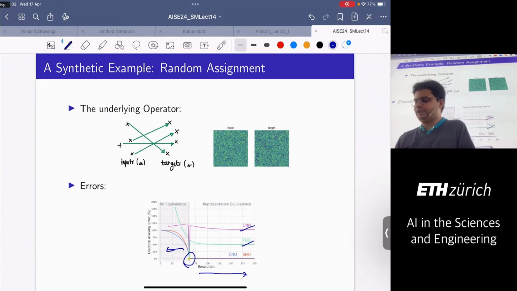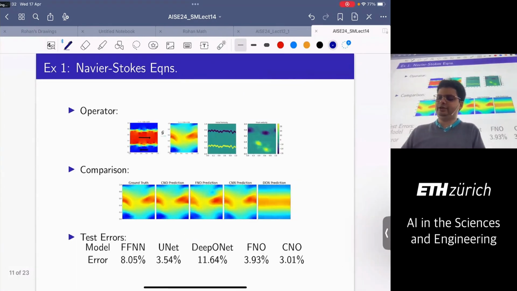But SNO as well as CNO, by definition, are constructed to be ReNOs, and you can see that they were able to keep it at machine precision. This aliasing error was 0 to machine precision. This was completely expected because we have constructed things in such a manner that this property is going to be satisfied. But let's look at some real numerical results.